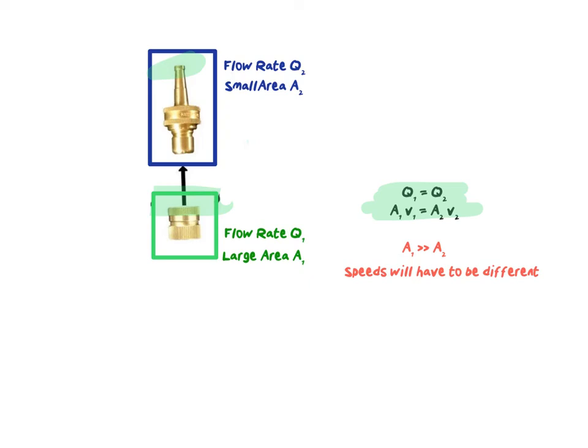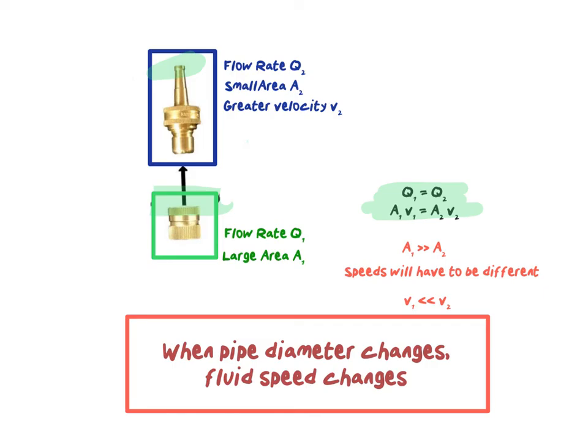So where would it be faster? Well, the spot where the area is smaller, in order to stay the same flow rate, it will actually have to be faster. So it doesn't only appear to be moving faster, it is actually moving faster. So when the diameter of the tube changes, the water moves faster.